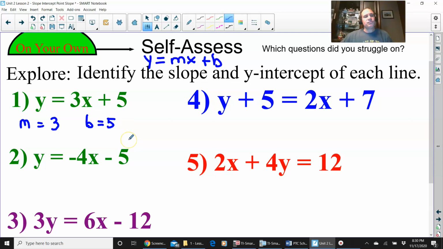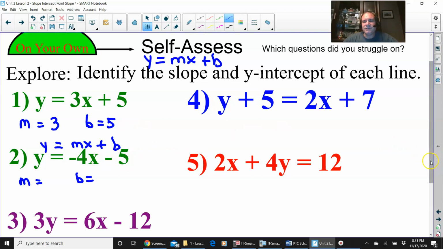Good. Go ahead and try number 2 right now. Quickly. Write down y equals -4x. I'm not pausing because this is too easy of a question. Put down the m and the b. There's no work here because this is y equals mx plus b. Even though it's a minus, it's a plus b. All right, that's the b.